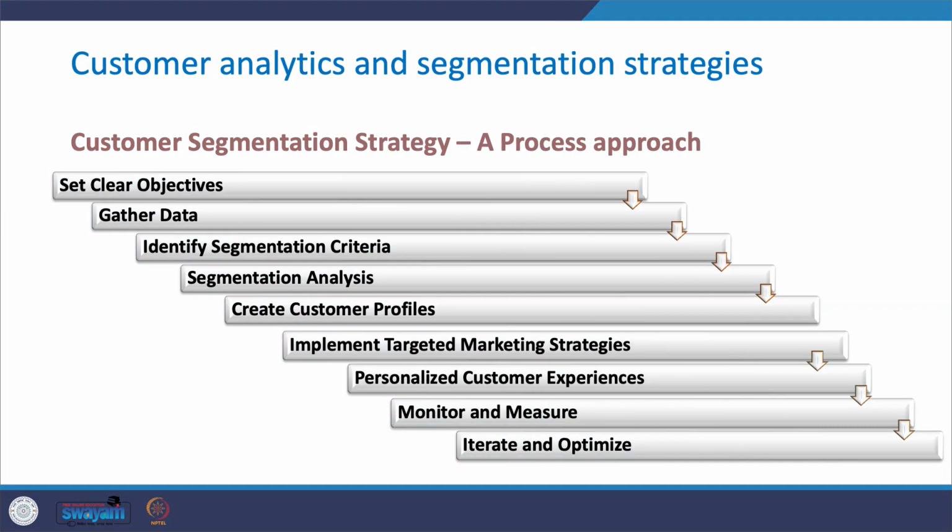So what is the process of going through customer segmentation strategy? This particular diagram depicts the flow of steps that need to be followed while going for customer segmentation. We start with setting clear objectives, then gathering data, identifying segmentation criteria, segmentation analysis, create customer profile, then comes implementation of targeted marketing strategies, personalize customer experiences, monitor and measure those things and finally iterate and optimize.